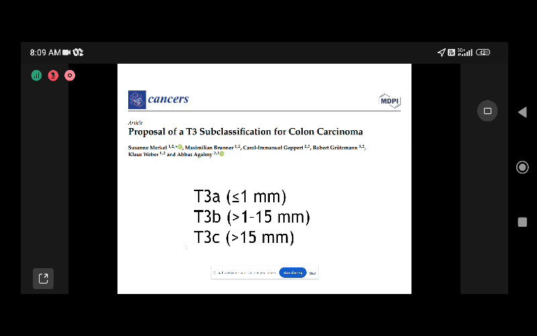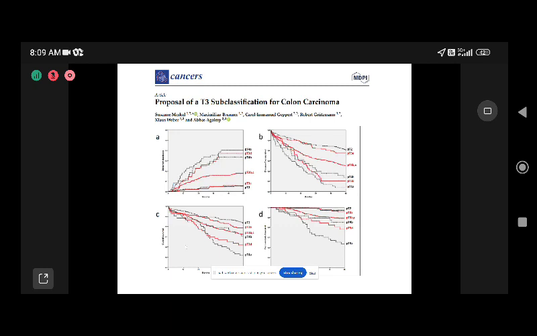There are many other proposals as well, but what we are moving towards is that measuring the extent of invasion of the tumor into the subserosa provides prognostic information, and it has been seen that these also provide important prognostic information, and this is something that we have also started giving out in our reports.